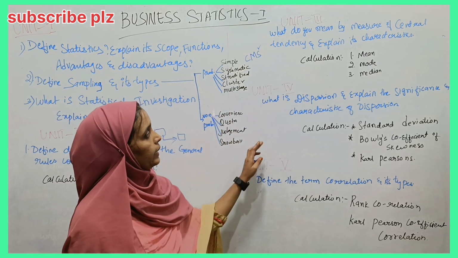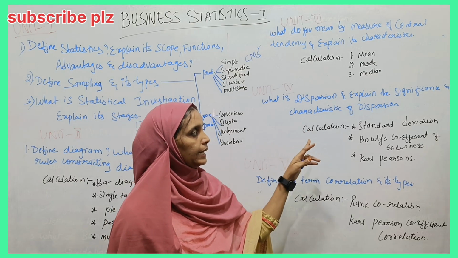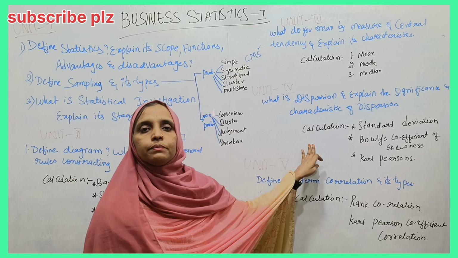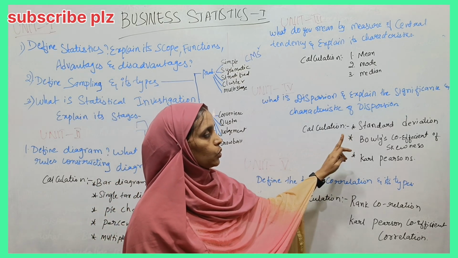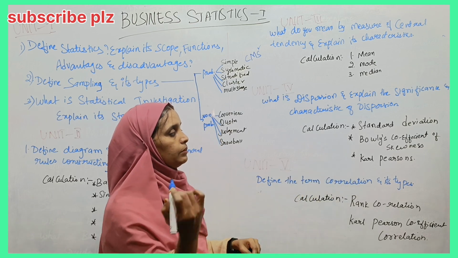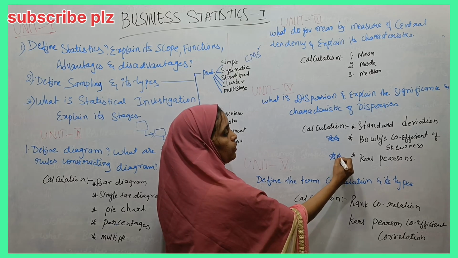Okay, and come to the fourth unit: what is dispersion, explain the significance and characteristics of dispersion. From the calculation, practical point of view, we can expect standard deviation, Bowley's coefficient of skewness and Karl Pearson's. So from this unit, this is very important, and this is also important.